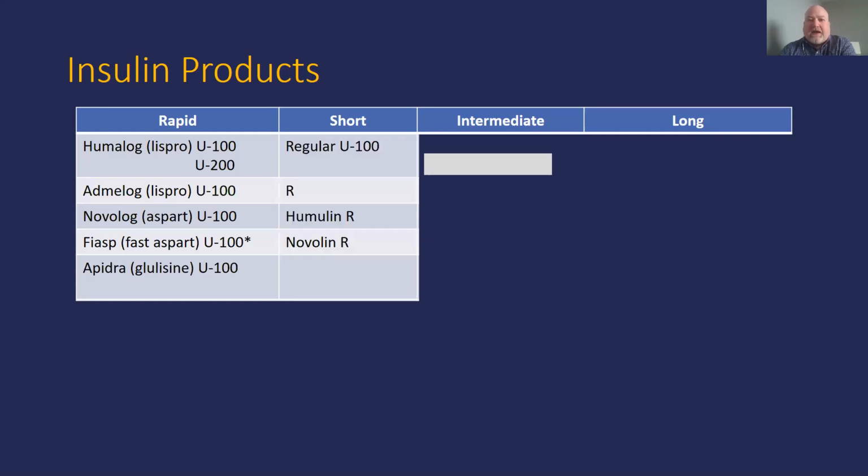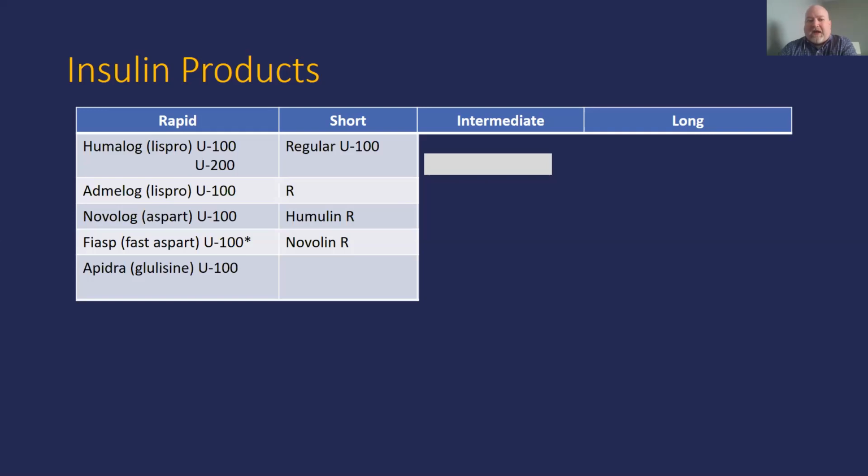All right, the next group is our short-acting products. This is really just one product. It's regular insulin. Regular insulin, U100, we might just call it R. The brand names are Humulin R or Novolin R. Those are just two companies. Humulin, Novolin. It's like Kleenex and Puffs. It's the exact same product, just made by two different companies.